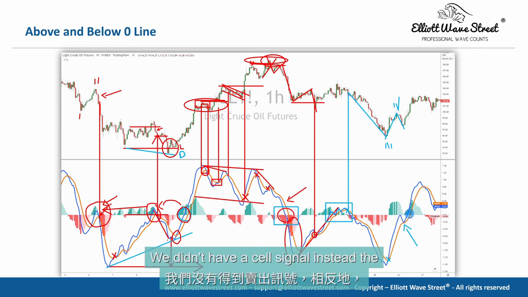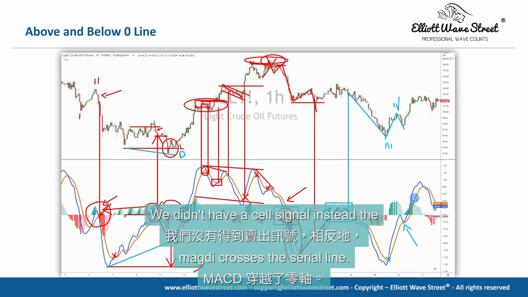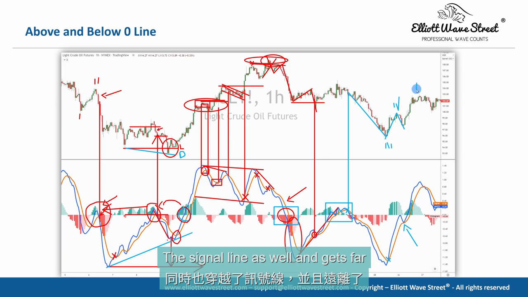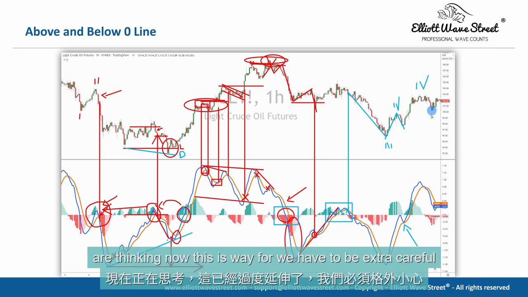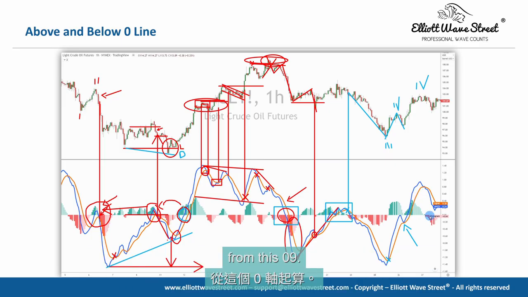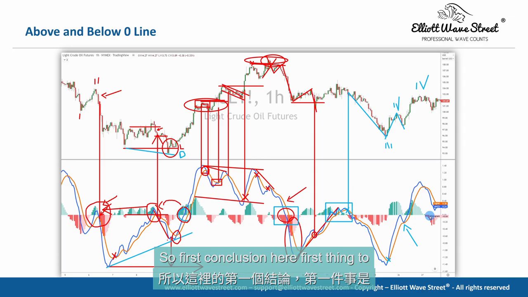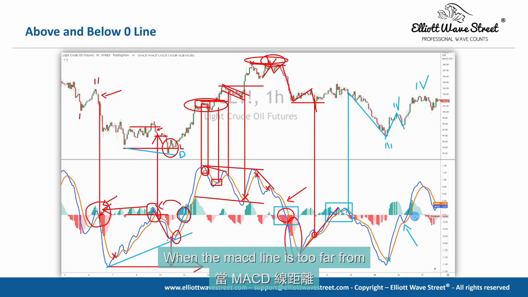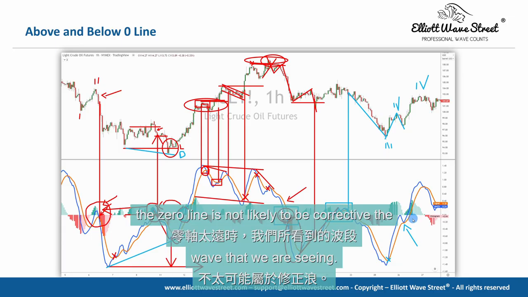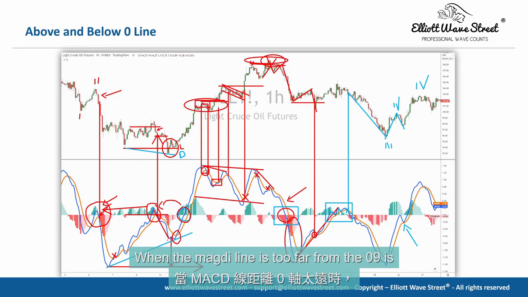Instead, the MACD crosses the 0 line, the signal line as well, and gets far from the 0 line. So if we are thinking now that this is wave 4, we have to be extra careful because now the MACD is too far from the 0 line. So first conclusion here, first thing to watch: when the MACD line is too far from the 0 line, it is not likely to be corrective, the wave that we are seeing.